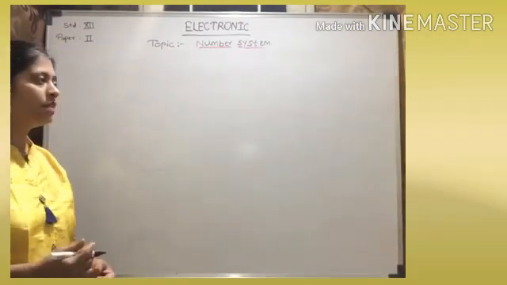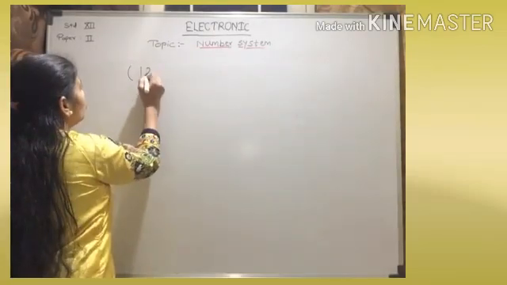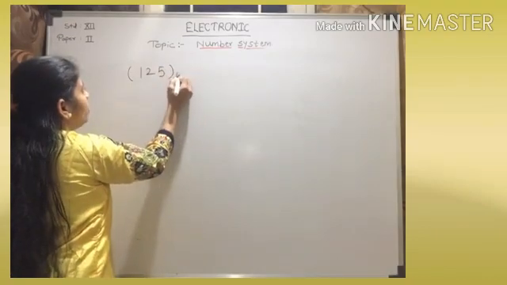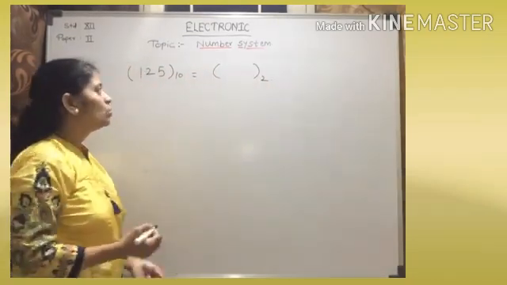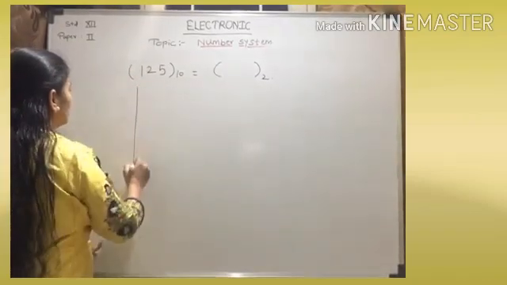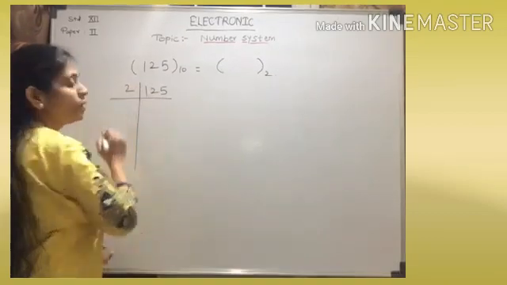Let's move to another example to convert a decimal number into a binary number. The number is 125. It's our decimal number. We have to convert this number into binary. So take this number, write down this number, that is 125. Divide this number by 2.